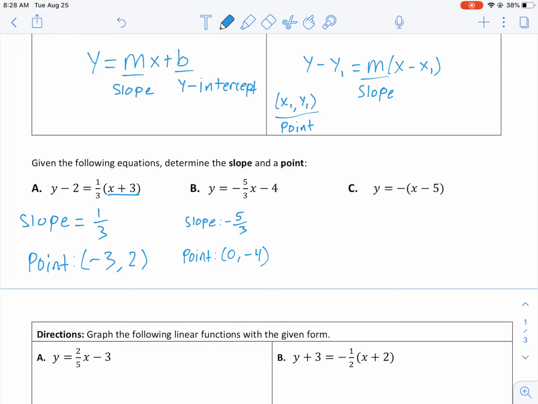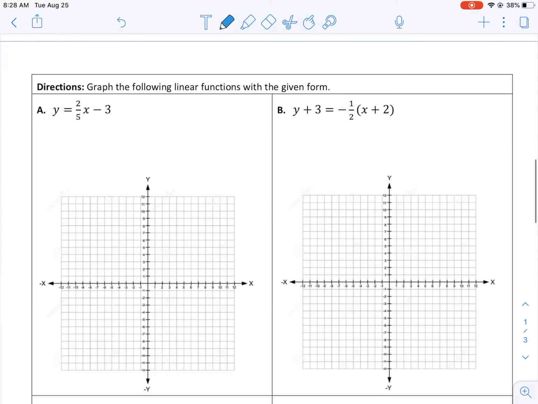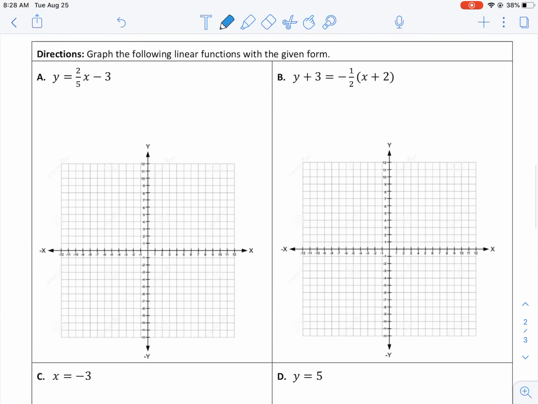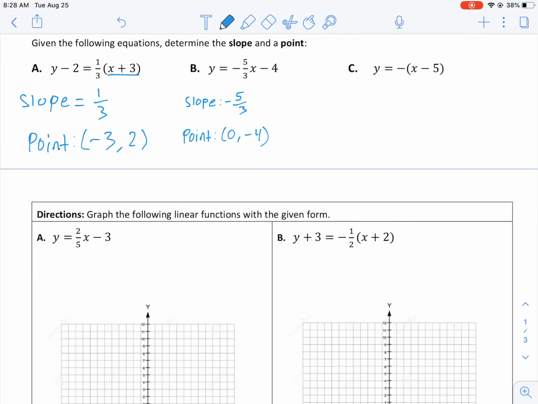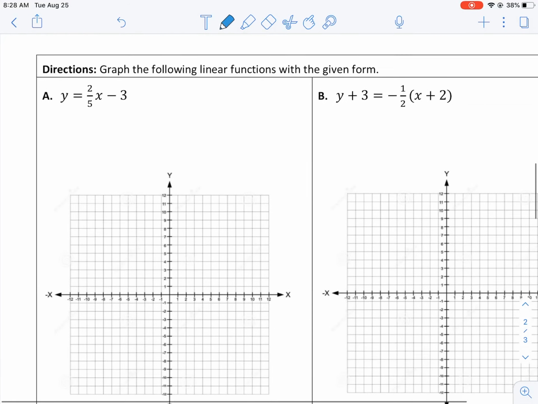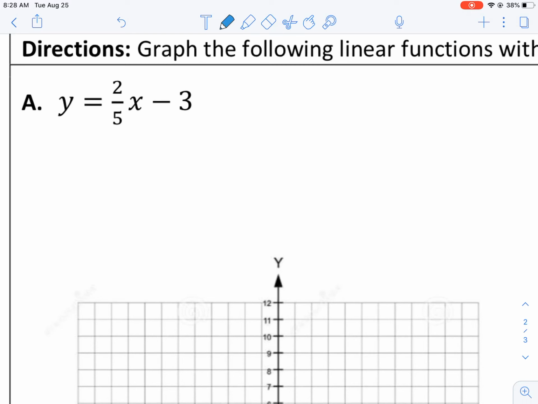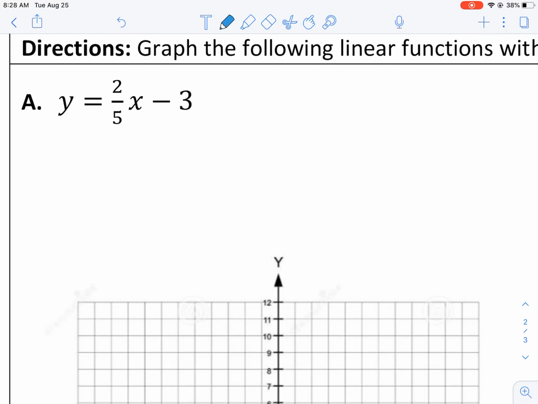I'm actually going to skip this problem because we're kind of running out of time. So I'm going to come down here to the graphing. So we're going to go over how to graph. This was kind of a warm-up for graphing. You need to be able to identify the slope and a point in order to graph. So here we have the equation y = 2/5 x - 3. What did they give us? They gave us slope-intercept form.